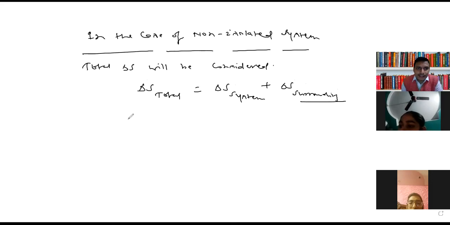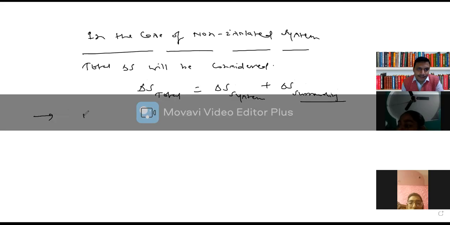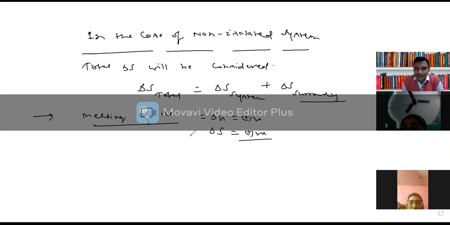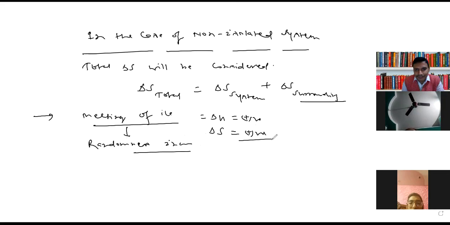Okay. Take another example, that is melting of ice, because of which the entropy change was disqualified. Melting of ice is what? In that case, delta H is positive. But fortunately, delta S will also be positive. Why? Because randomness increases. The kinetic energy of the water molecules increases. That's why this process is spontaneous.